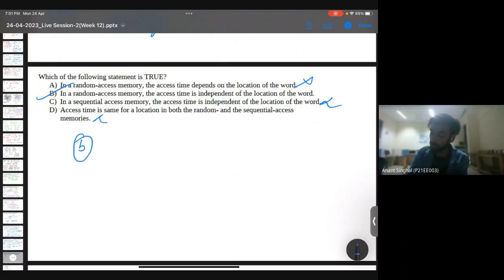So these are theoretical questions only. You need to know the basic knowledge of RAM and ROM. You can refer to the lecture slides also. So let's proceed with the next question.